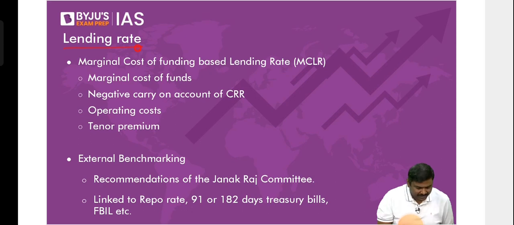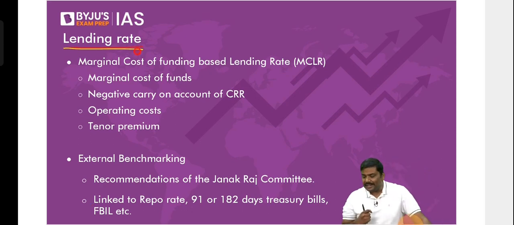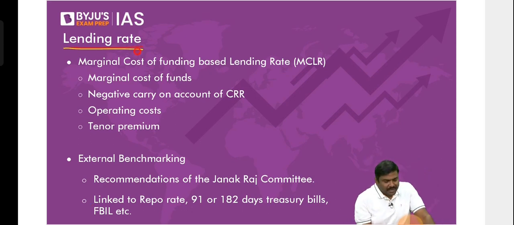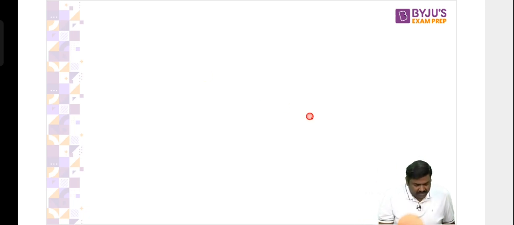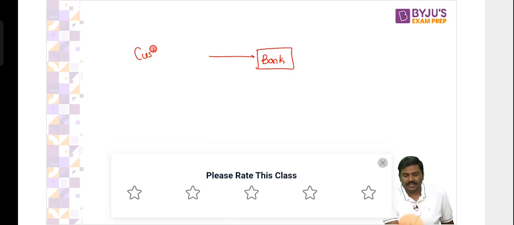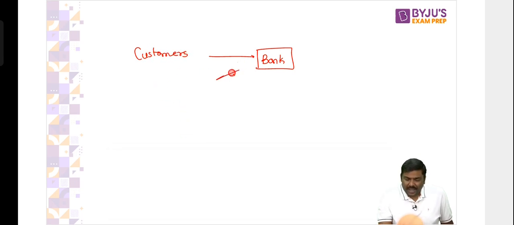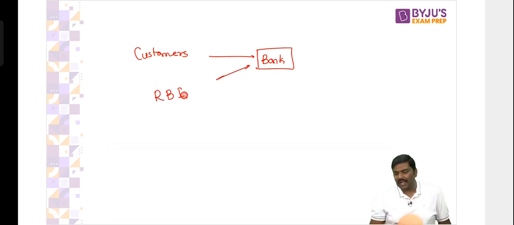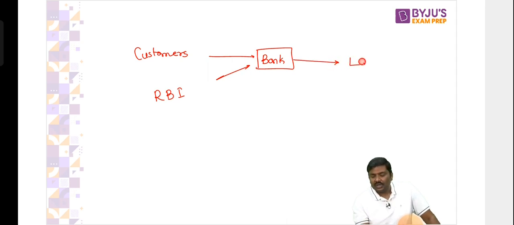Let me go to the next concept: lending rate regimes. Now, what do you mean by lending rate? Follow the example carefully. Imagine here is a bank. Bank will collect deposits from customers. The bank will also collect loans from the Reserve Bank of India, RBI. And now this bank will give loans to customers.